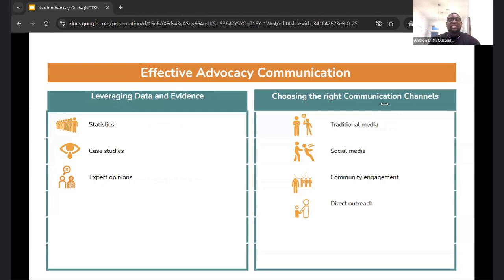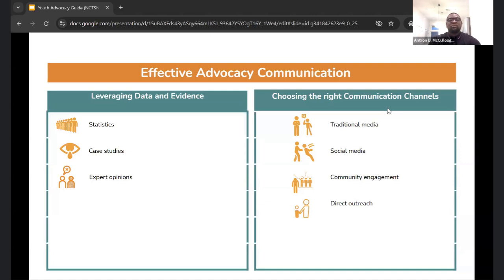And so, how do we leverage that data and that evidence? Well, while stories evoke emotion, data strengthens that credibility. We look at things such as statistics to demonstrate the scope of the problem, case studies that show real world impact, or expert opinions like your own to validate those claims. Combining that narrative and factual evidence creates a balanced, persuasive argument that appeals to both logic and the emotions.